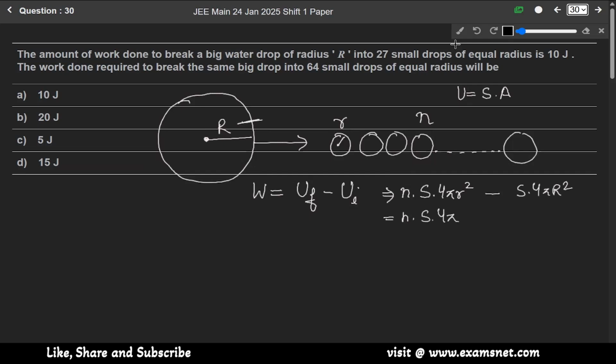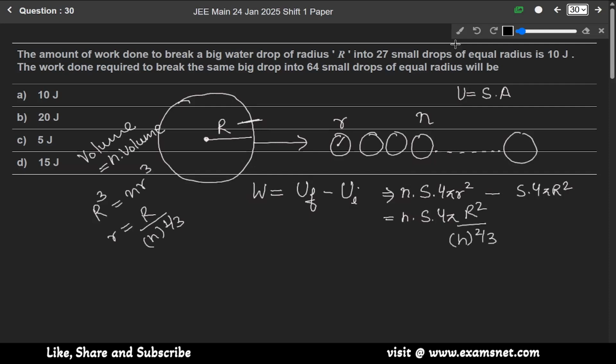So how will we find this small r? Since we know that the volume of the big drop having radius capital R will be equal to N times the total volume of the small drops having radius small r. So capital R cube will be equal to N into small r cube. So small r will be equal to capital R over N raised to the power 1 by 3. So in place of small r square, we will write R square over N raised to the power 2 by 3, minus S into 4 pi R square.